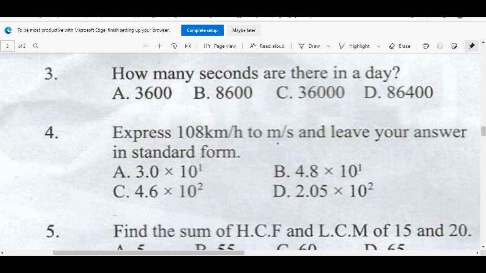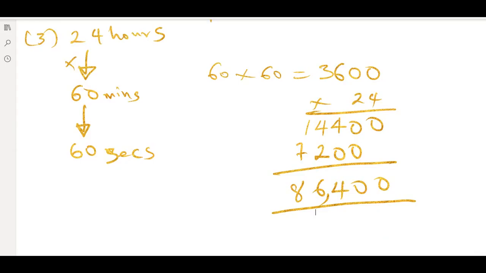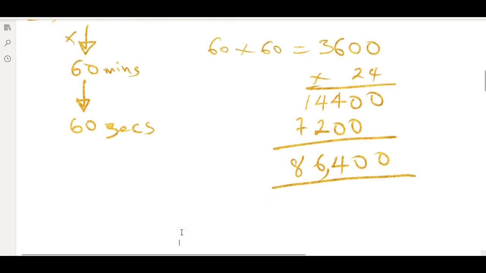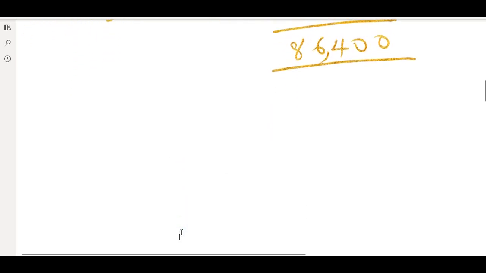Kilometers per hour tells us about what? It is the unit for speed. It is also the unit for velocity. You'll get to know that. So number 4, we want to convert 108 kilometers per hour to what? Meters per second. Okay, it's very simple.